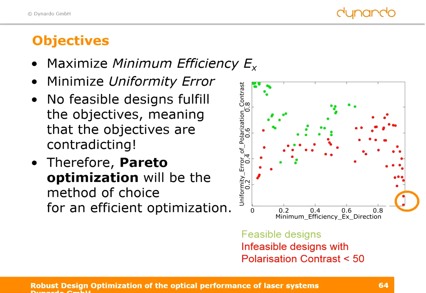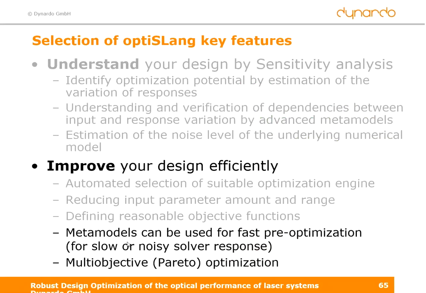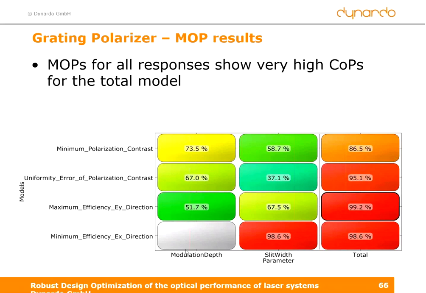And for contradicting objectives, the method of choice is to do Pareto optimization, which means we have to define two separate objective functions in order to do a very efficient optimization. And you will see how this looks like to get a Pareto optimization. Now we briefly show you also the Metamodels we obtained, because we can use these now for a fast pre-optimization for this quite slow or noisy response.